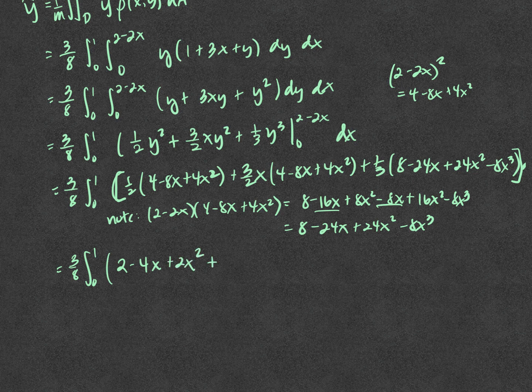Now we're going to multiply by 3/2 x. So 2 times 3 is 6x, minus 4 times 3 is 12x squared, plus 2 times 3 is 6x to the third, plus 8 over 3. It's going to be terrible. Minus 8x plus 8x squared minus 8 over 3 x to the third.